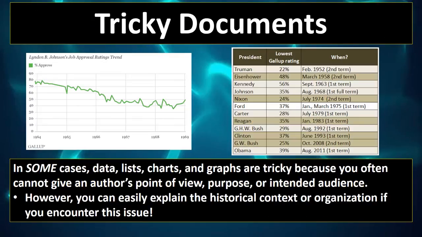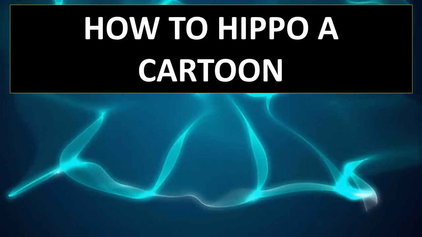Tricky documents. You'll have kind of a curveball thrown at you sometimes with some of the documents on a DBQ. What happens if you get data, graphs and charts and those sorts of things? In some cases, data and graphs can be tricky because you often cannot give an author's point of view, purpose, or intended audience when you're just given data. However, you can easily explain the historical context or the outside information, the O in HIPPO, if you do encounter this particular issue. And so those are some good examples.